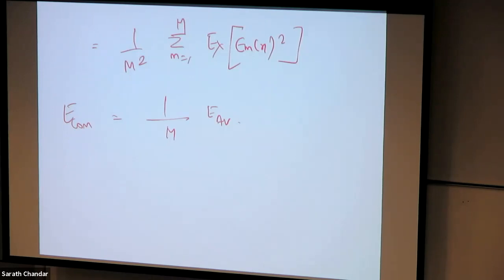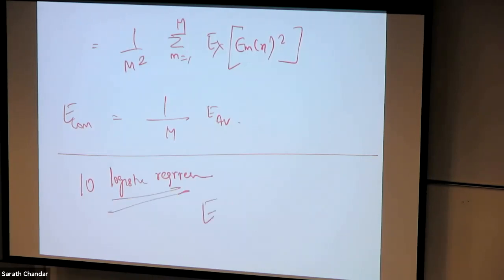Now, here is an interesting question. I started with, let's say, 10 logistic regression models. I combine them together. My error E_com is better. The error reduces. Right?